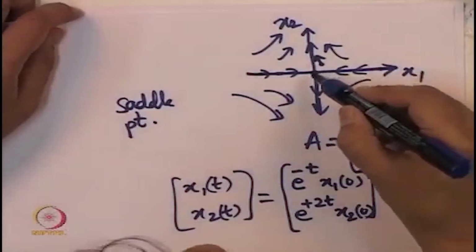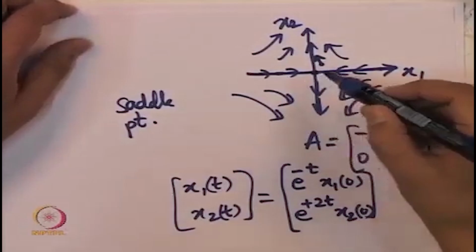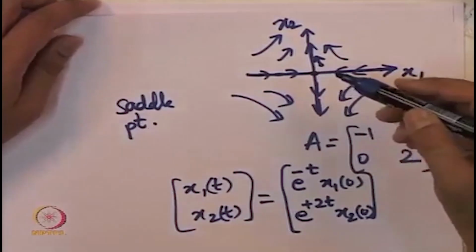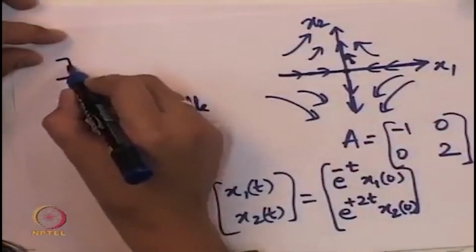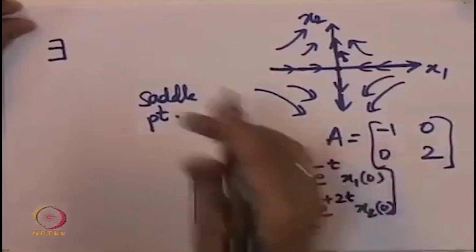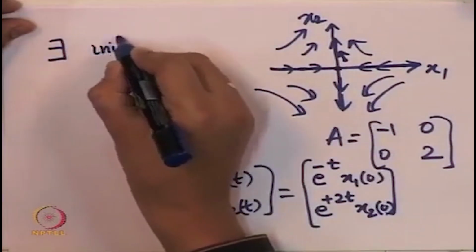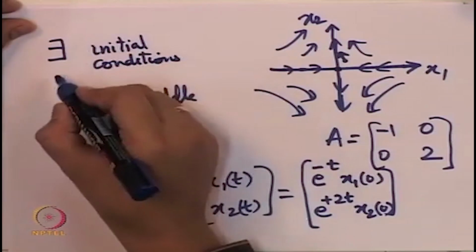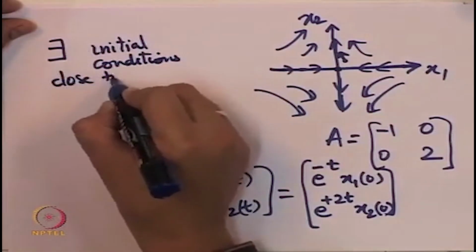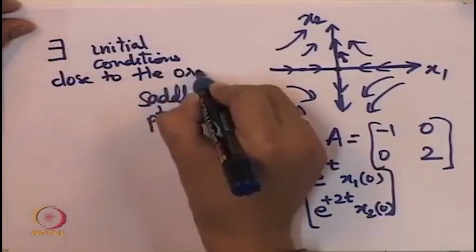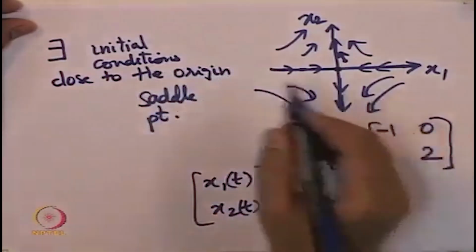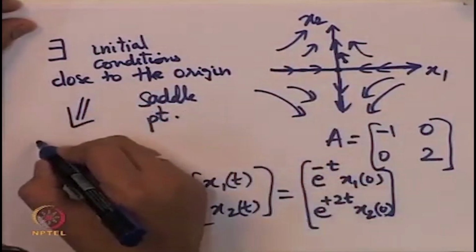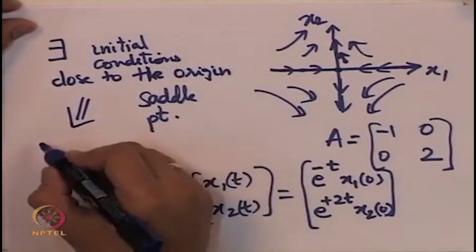In any case, there are certain very small perturbations such that the trajectories, when they begin from that perturbed initial condition, do not approach the equilibrium point. So in other words, there exist, so this is the symbol for there exist, initial conditions close to the origin. What is the significance of the origin? It is an equilibrium point. There exist initial conditions close to the origin such that the trajectories are not coming back to the origin.